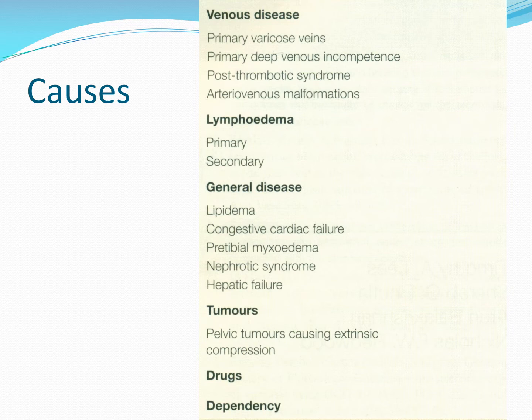If you take general causes, there may be lipedema, that is part of general obesity, congestive cardiac failure, pretibial myxedema, nephrotic syndrome, hepatic failure. All these causes are medical causes and you will learn them in your medicine lectures and clinical work. Tumors: pelvic tumors causing extrinsic compression on veins as well as lymphatics are known to cause chronic limb swelling, as well as drugs and dependency. But today we are going to discuss first the lymphatic causes, lymphedema, and then venous diseases and their complications and how to manage them.